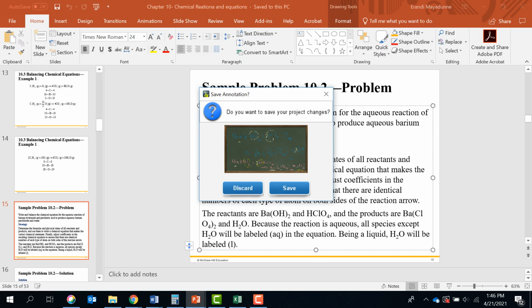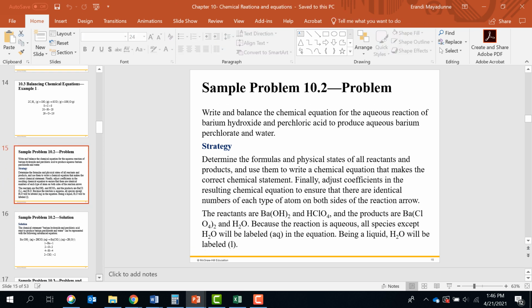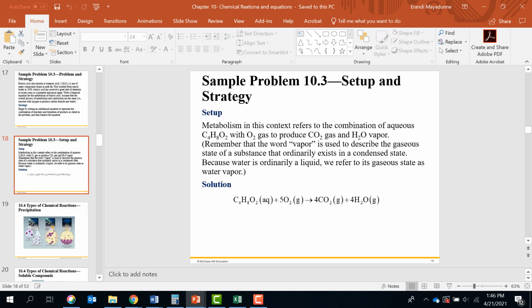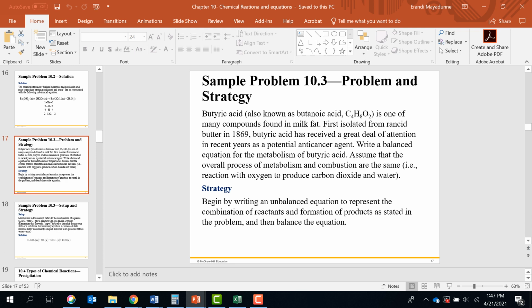But this equation has one step ahead. You need to know how to write the chemical formula of each reactant and product. So I have another problem. I think this is not a problem. Okay, let's do this one.